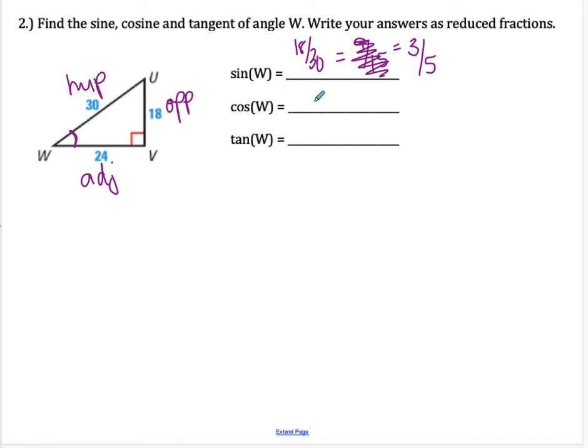What about cosine of W? Tyler? 24 over 30. Good. And that reduces to 4/5. And tangent of W. Carson, what'd you get? 18 over 24. Good. And would reduce to 3/4. Okay. Any questions over that?